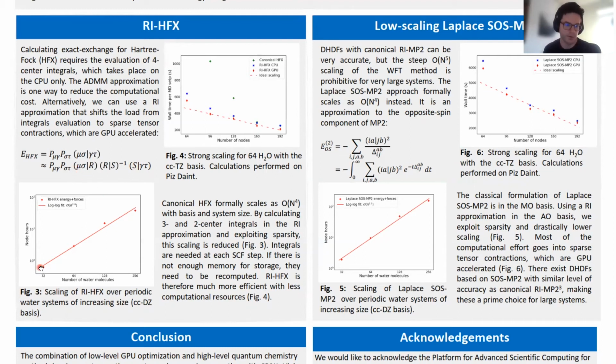In this case, we have a quadratic scaling here, which is much better than the formal n⁴ scaling of Hartree-Fock. So it also allows us to go to very large systems.